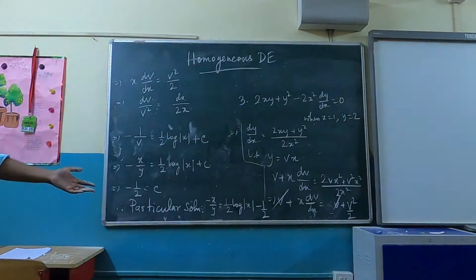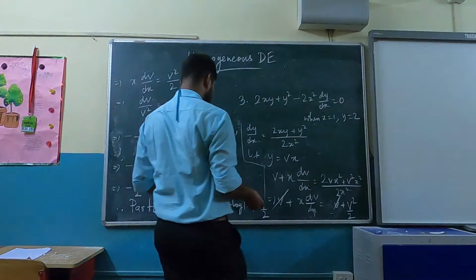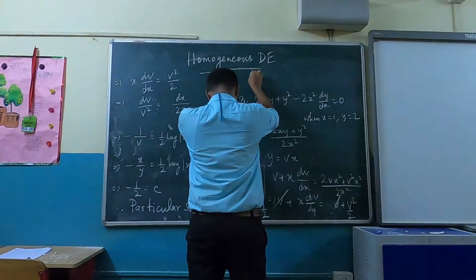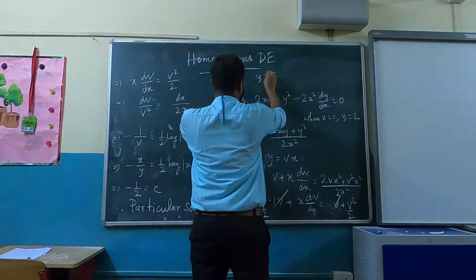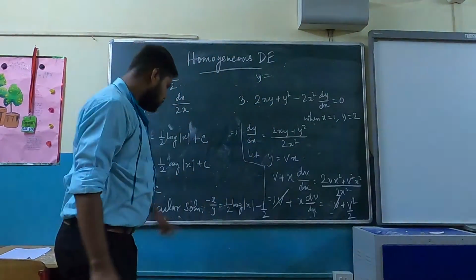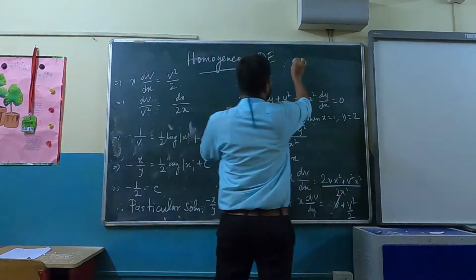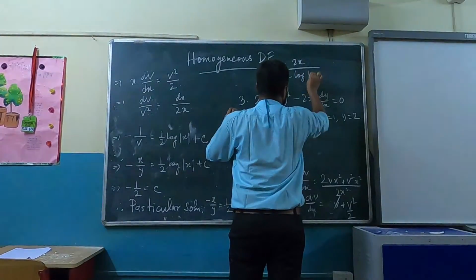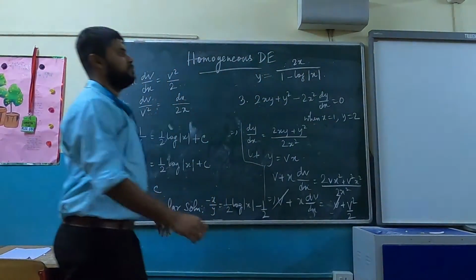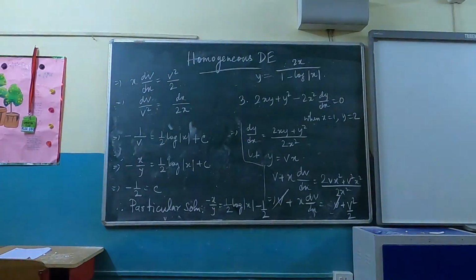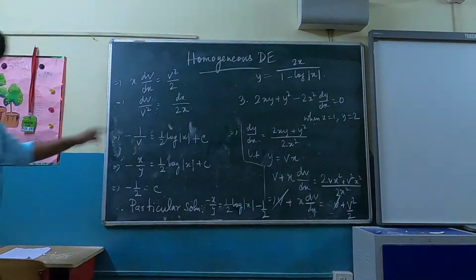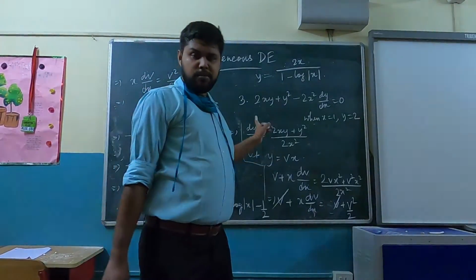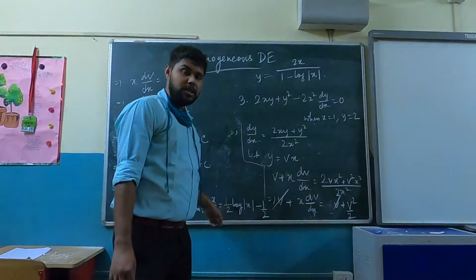So now if I manipulate, I get y is equals to this 2 comes up, so this becomes 2x by 1 minus log of x. Right? Clear? Just go through the step once. If you don't understand, I am pretty sure if you just follow the steps, you will be able to understand.